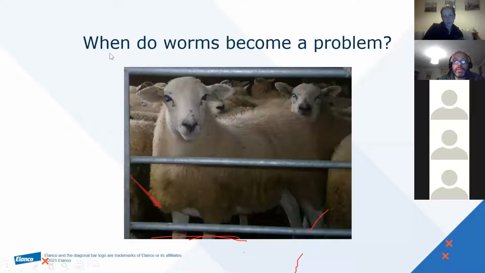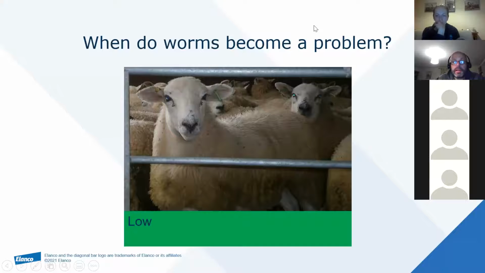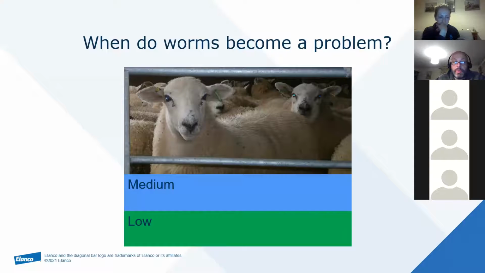So if we go back to when the worms become a problem for the lambs, for lambs, we actually want a low level of worm challenge. That may seem counterintuitive, but we do want that low level of worm challenge so that these guys can develop immunity, and then we don't need to worry about worm control later on in life. What we can't afford is to have anything other than a very low level of challenge.